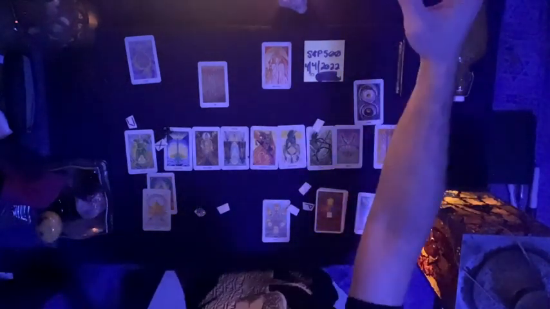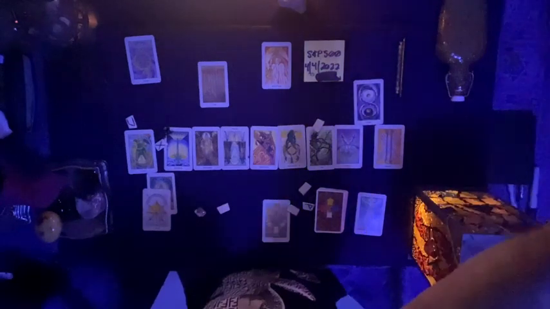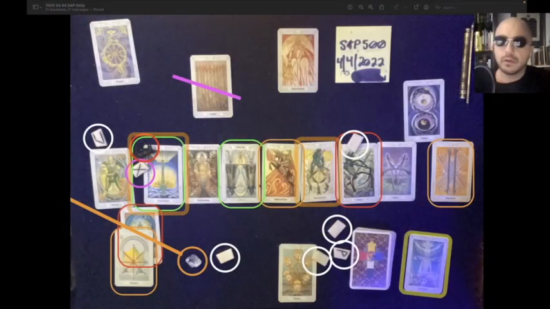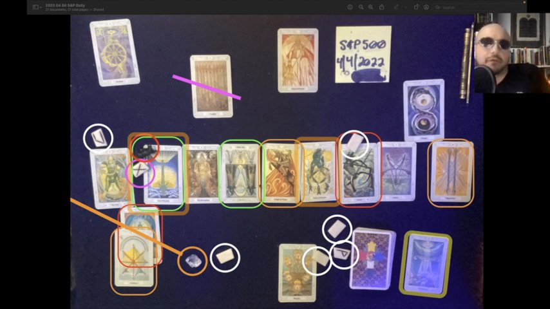It's March 25th, midnight, 2022. This is the interpretation of the S&P 500 one-day reading for April 4th, 2022. It's currently March 31st, 2:29 a.m.